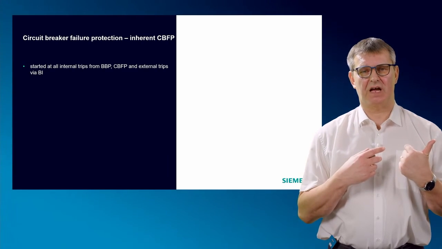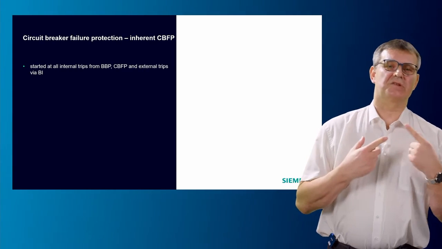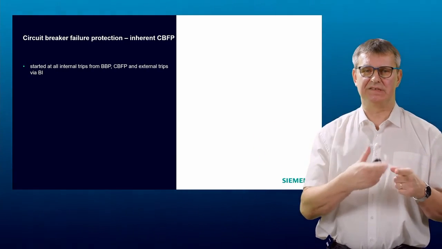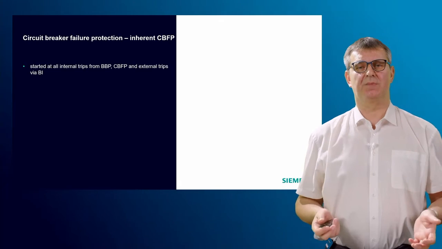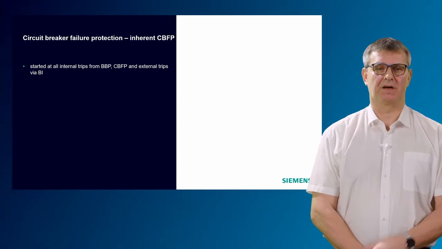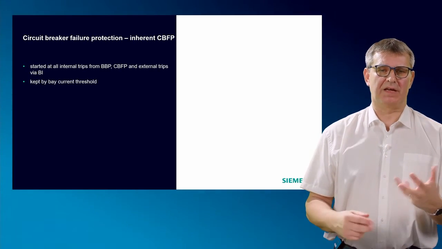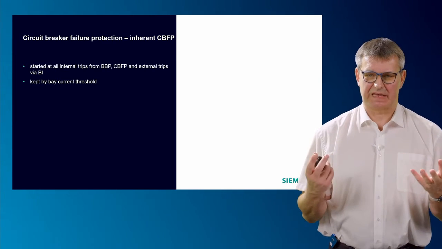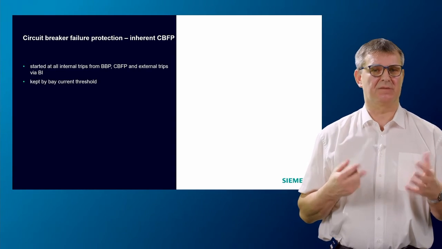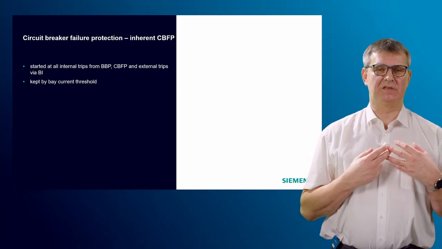Means it will start after a trip of the busbar differential protection, after the trip of the circuit breaker failure protection, after trip T2 of this one instance. So when we trip the whole busbar, it will also be started via external trips via binary input. It can be kept also by a normal bay current. So you have, once again, the normal current threshold. You will not have a trip repetition. It makes no sense because you have tripped anyway. You will have only delay time T2.